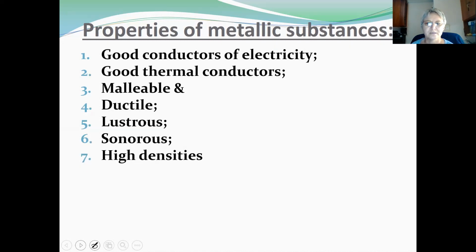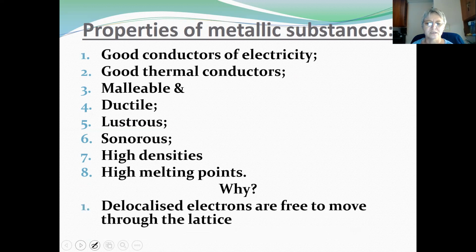They have high densities because the atoms are closely packed in crystal lattices. They have high melting points because of the strong forces between the atoms. All these properties can be explained using the concept of delocalized electrons that are free to move through the lattice.